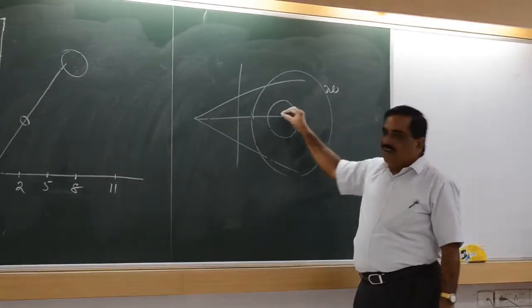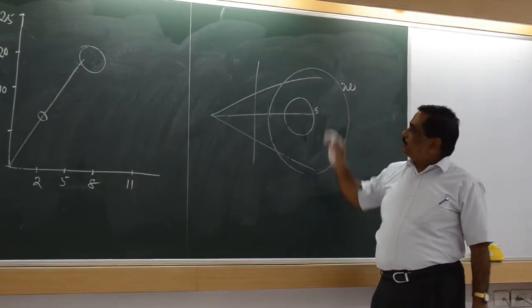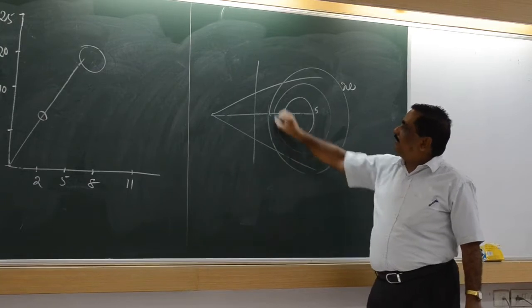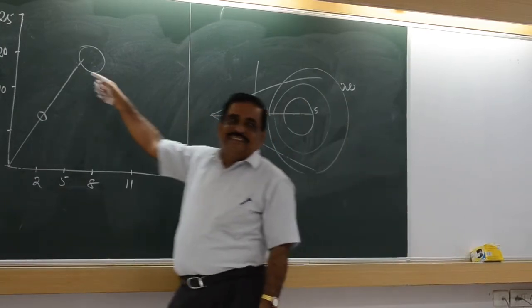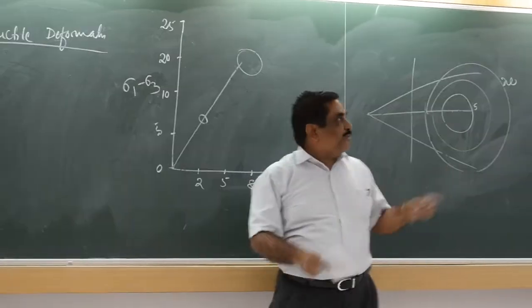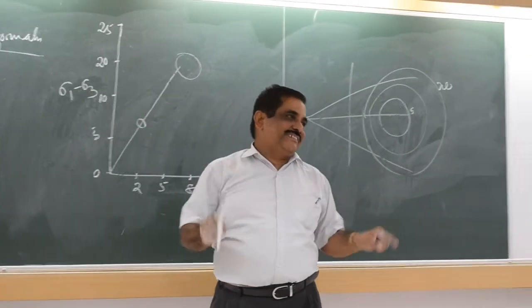If your circle is small, 5. If your circle is slightly more, 7. If your circle is 20, then all it is breaking. You see how Hooke's law and Moore's law, they are going parallel.